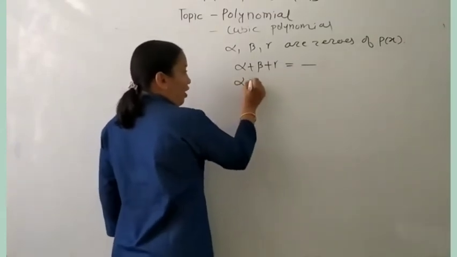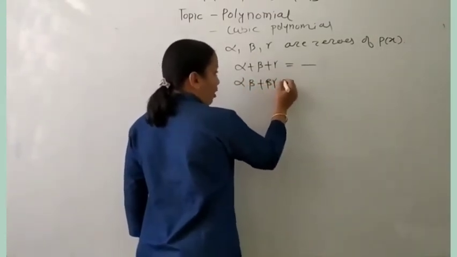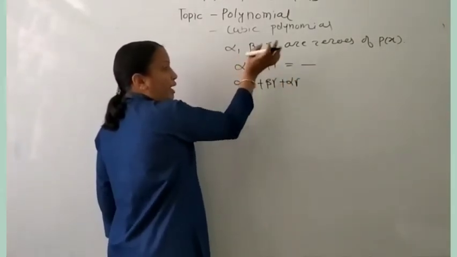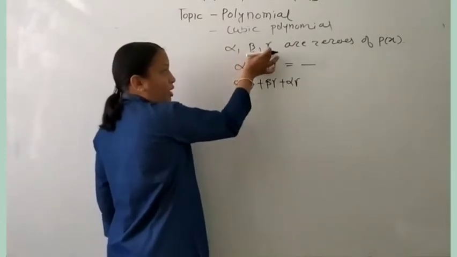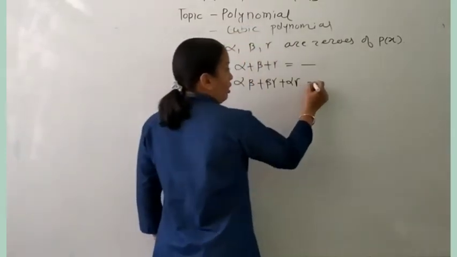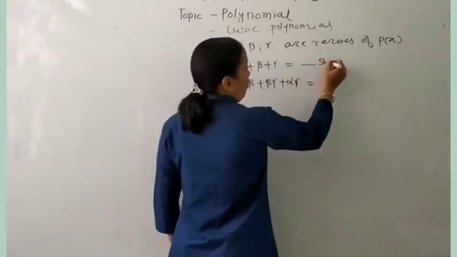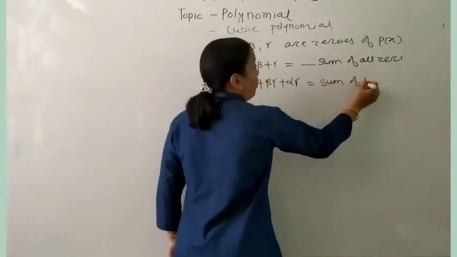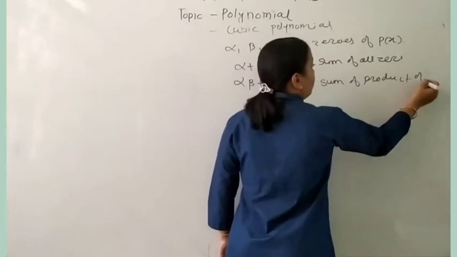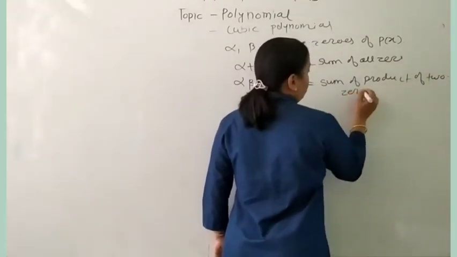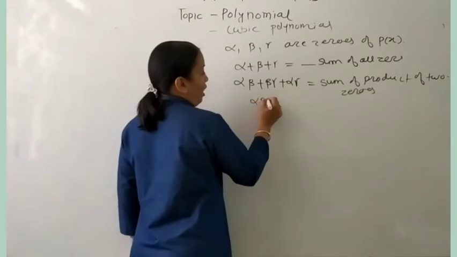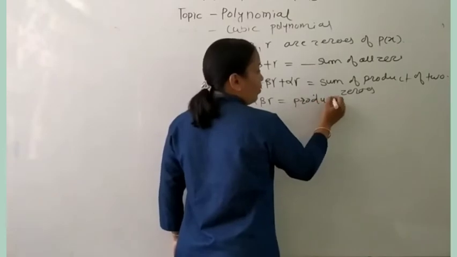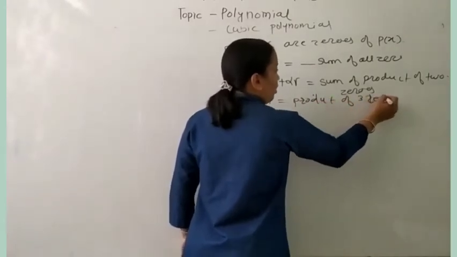Find the alpha, beta, gamma whatever the number is. Then find alpha beta plus beta gamma plus alpha gamma. Means just take the product of two and add them. That you have to find. That is, it is the sum of all zeros and this is sum of product of two zeros. ठीक है. And then find alpha beta into gamma. That is product of three zeros. Okay. ये find करना.